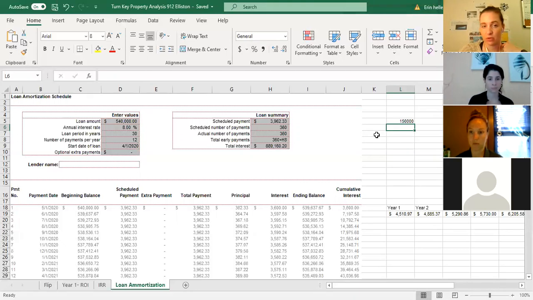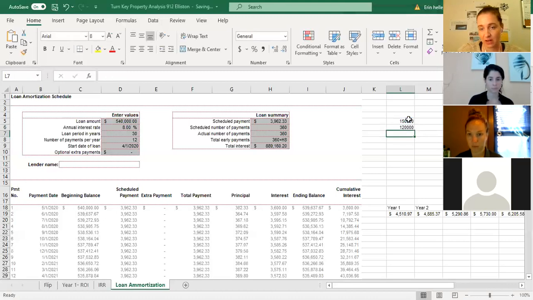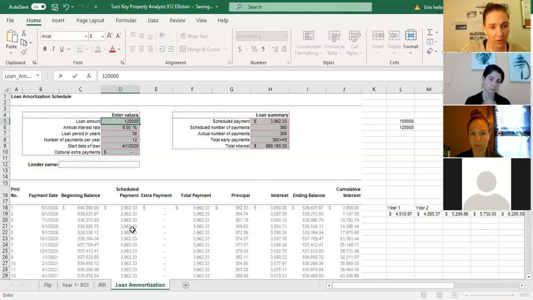There's a lot that goes into originating a loan, but we're just going to assume for this case that you're putting 20% down. So $150,000 purchase price. And 20% down means that your loan balance is going to be 80% of that, right? So you're going to be bringing $30,000 to closing in the form of a down payment, and your loan is going to be for $120,000. So that's your beginning loan amount, $120,000.